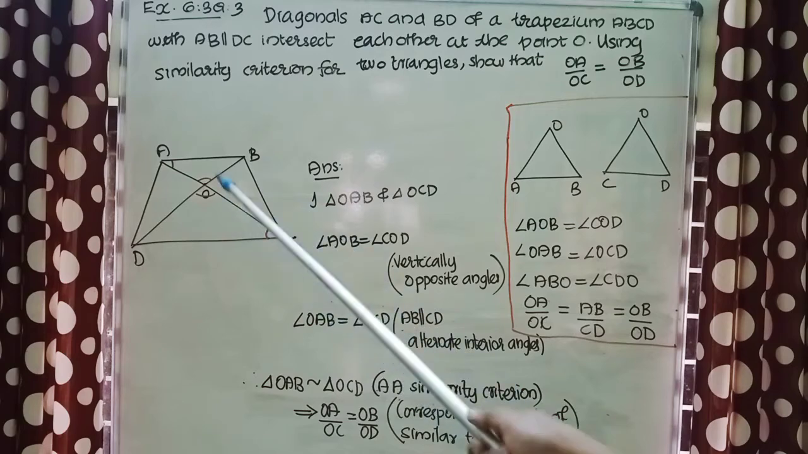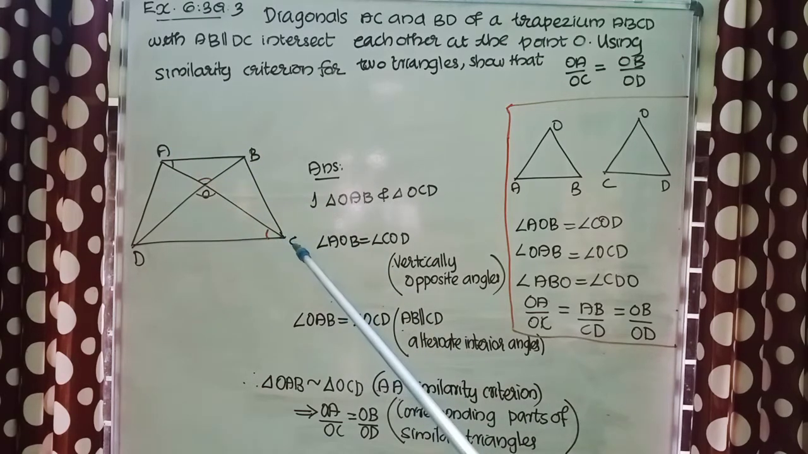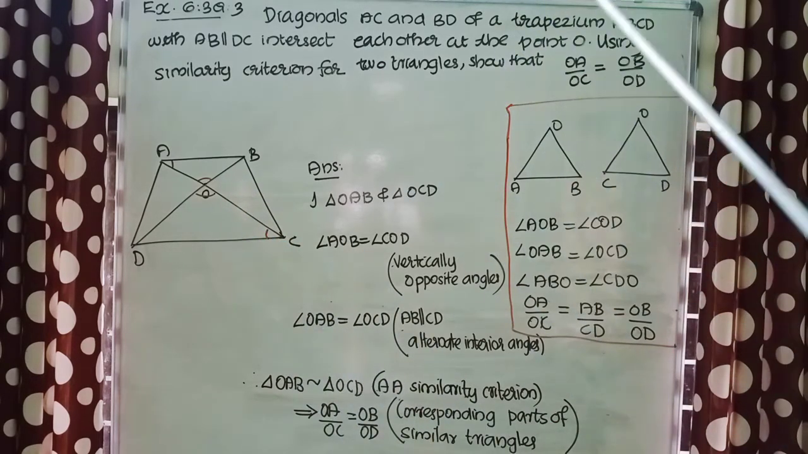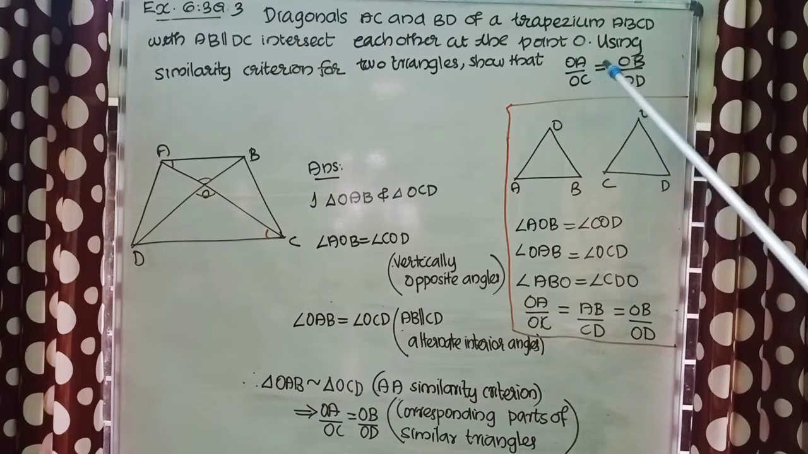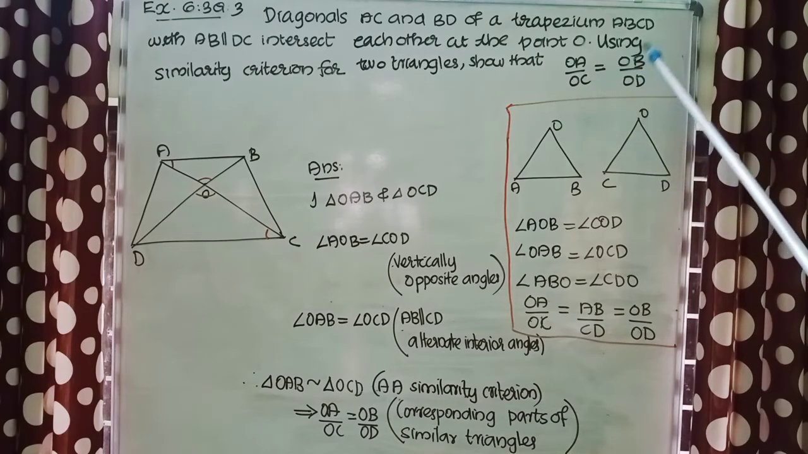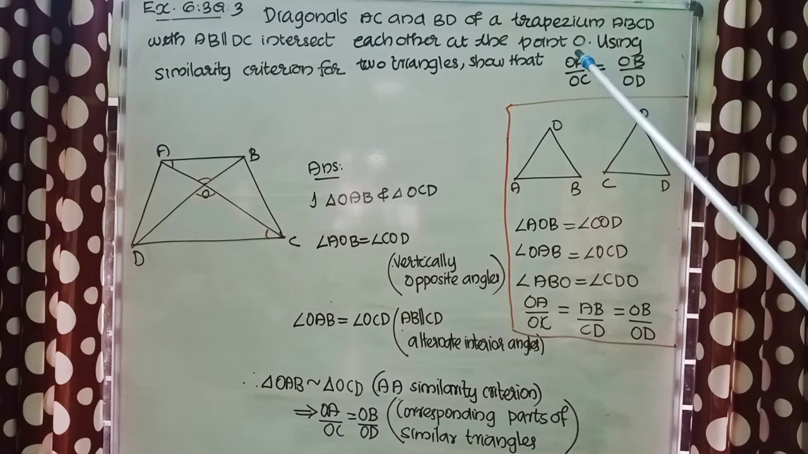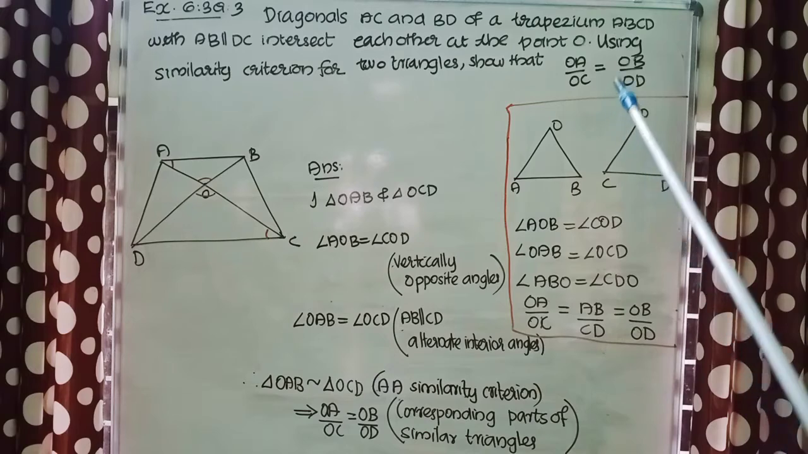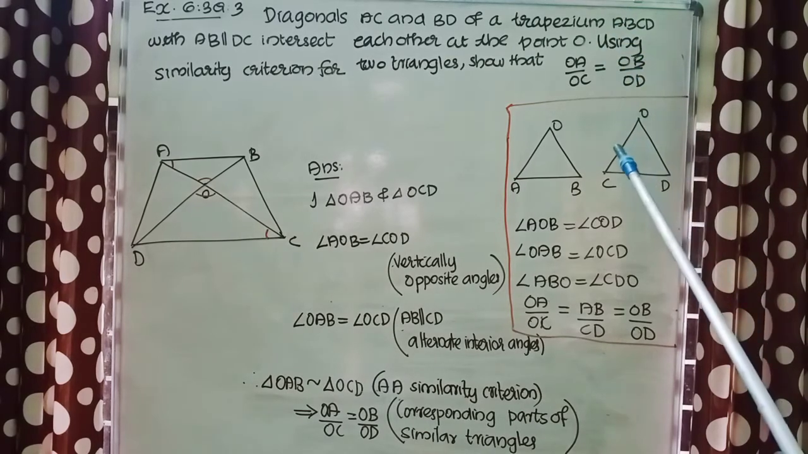Trapezium ABCD with AB parallel to DC. The diagonals AC and BD intersect each other at the point O. We need to prove OA by OC equals OB by OD. To prove this result, it is enough to prove these two are the corresponding parts of two similar triangles.